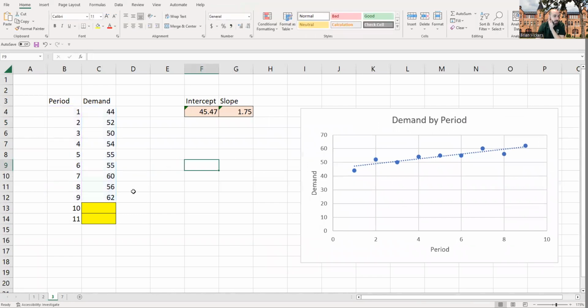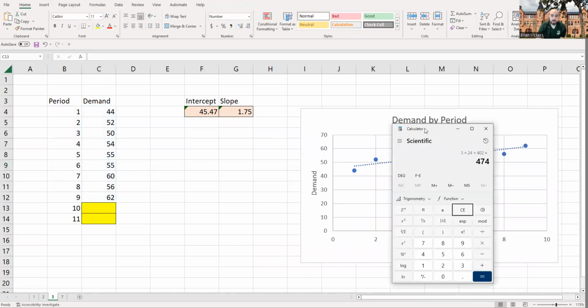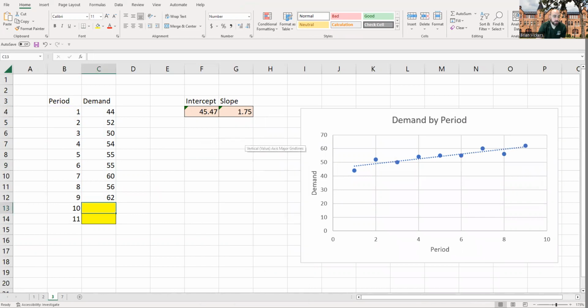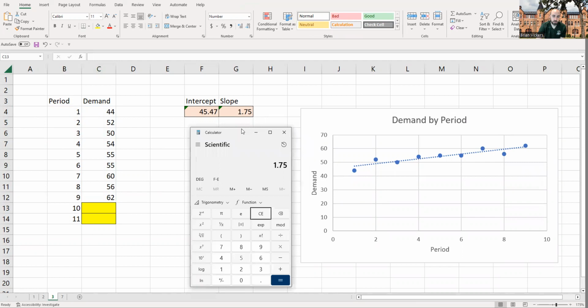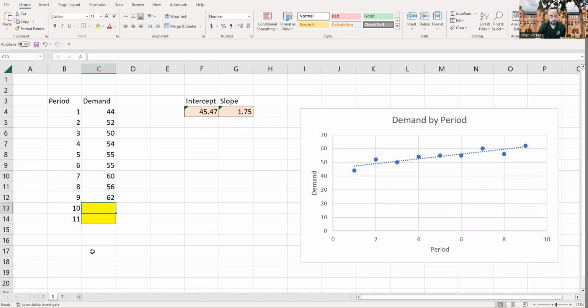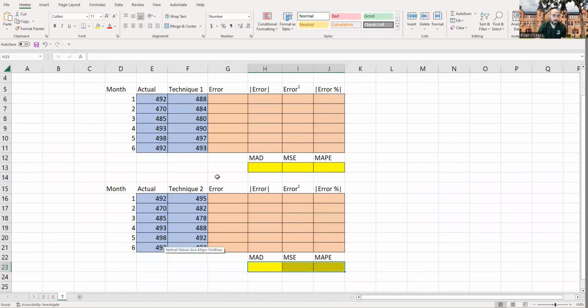All right, so now we want to forecast our demand. Because of the trend equation, I could do slope 1.75 times period, which is 10, and then add to it 45.47. 62.97 is what I should be projecting here. Let's do it with Excel instead. Intercept, lock it in, plus slope, lock it in, times period. 62.97, same answer. Copy it down once, I get the next answer. Done, that's problem 3.